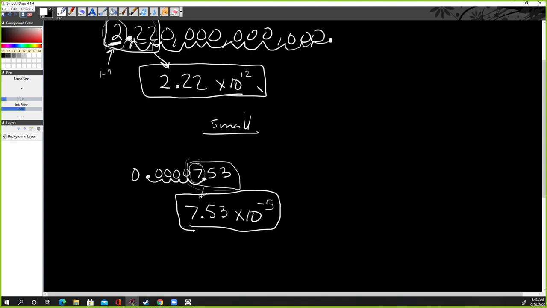The only difference between the last one is that we put a negative here to show that we went backwards. In other words, it was a small number. That's all.